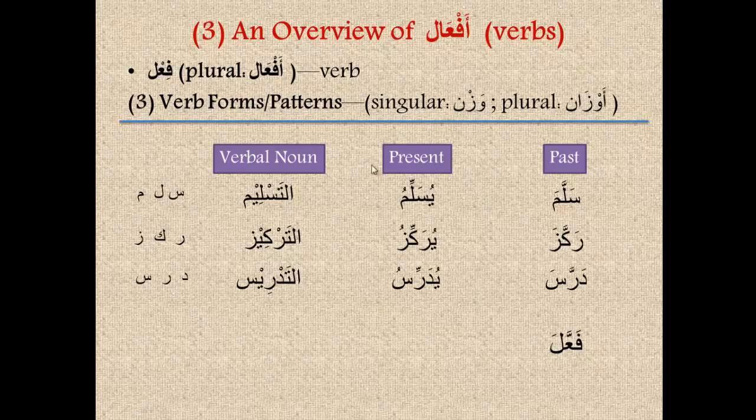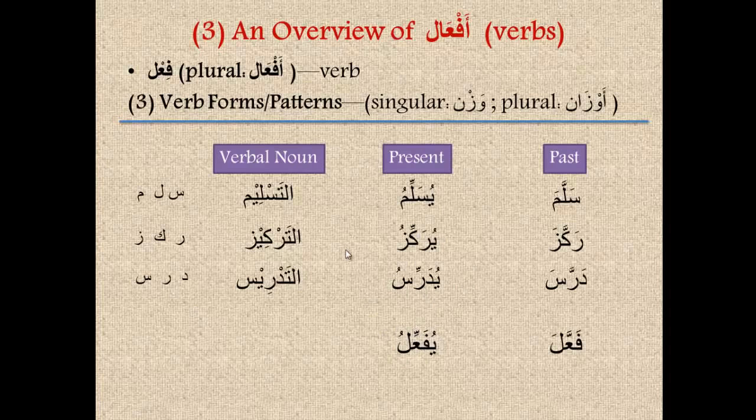The same can be said about the present tense verbs. Yusallimu, yurakkizu, yudarrisu. Notice how they all sound very similar. That's because they fit onto the same pattern, and that generic pattern is yufa'ilu. Again, the fa, ayn, and lam serve as variables. They can be replaced by any set of roots. And if we replace the fa, the ayn, and lam with dal, ra, and sin, for example, we get the verb yudarrisu. And the same can be done for the other verbs.